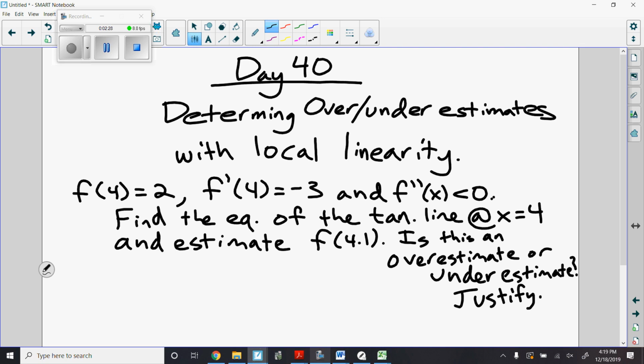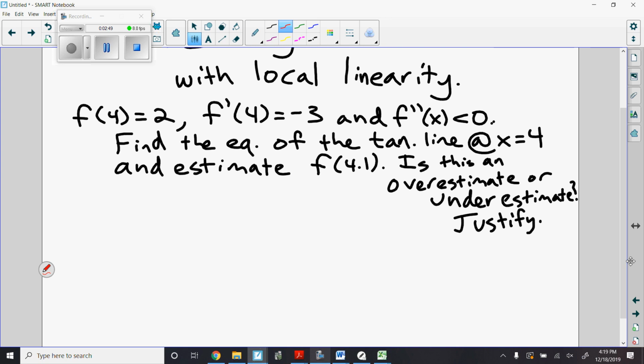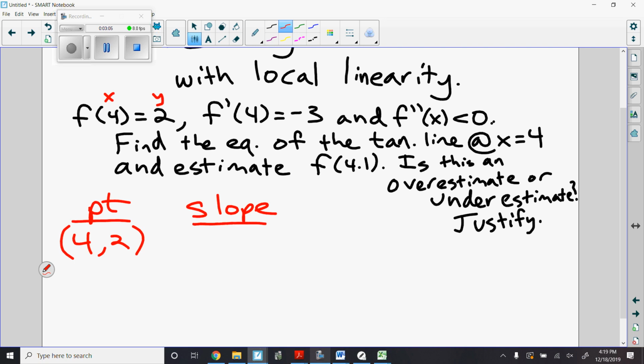Okay, but to solve this, let's start from the beginning. The first thing I need to do is find the equation of the tangent line to f at x equals 4. Again, to write an equation of a tangent line, we need a point and a slope. Our point here is the point (4, 2). Right, we see that here, x, y, and then f prime of 4, that would be the slope of our tangent line, would be -3.